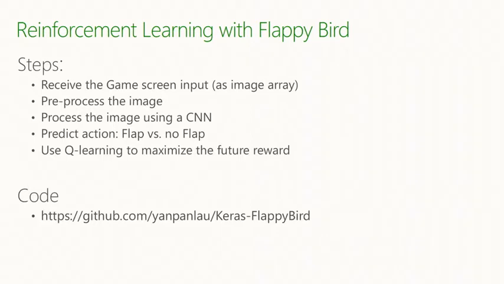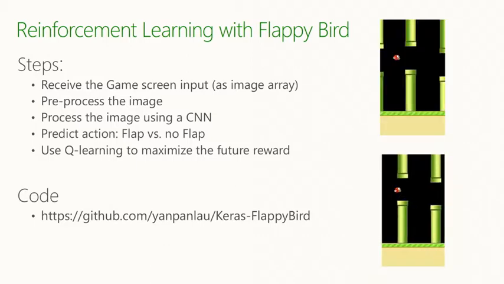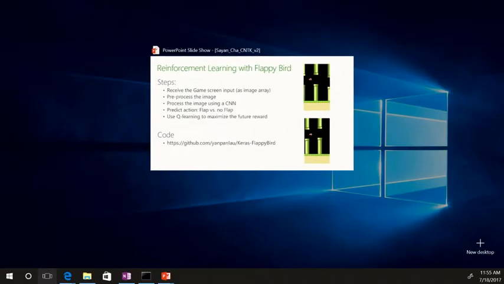And Chris did allude to model compression, and binary evaluation is very, very key to it. This is another example I'll shortly show to you. So for the reinforcement learning, this is a Flappy Bird example where you follow these steps. You have the grayscale input, you pre-process the image, then you have a convolution net, and then you predict whether the bird should flap or not, and you use Q-learning to maximize the reward. You can find the original code at this GitHub site on the screen here. And this is the model that got trained. Let me see if I can quickly do a demo of this.